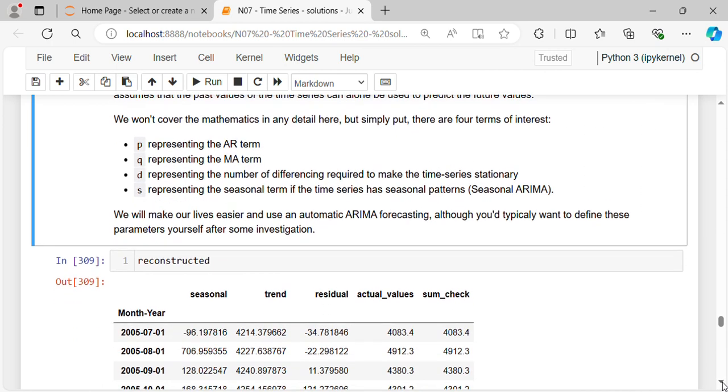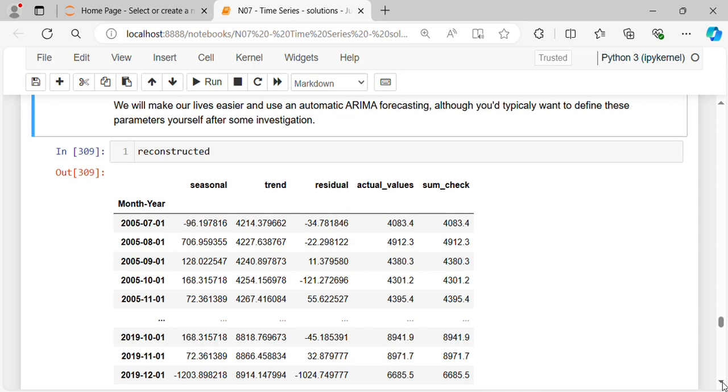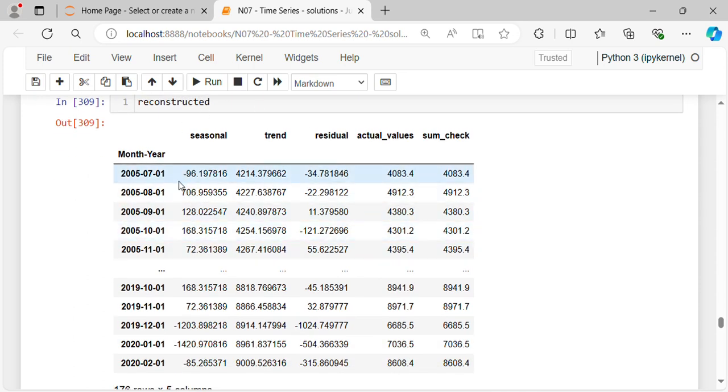Let's look at the reconstructed data frame. So we have the month, year as the index, and the columns are the seasonal column, the trend column, residual column, and there is an actual values column, and the sum check column checks the total of seasonal column, trend column, and residual column. So we can see that actual values equal sum check values.